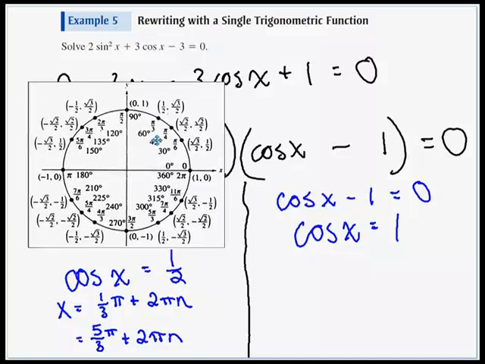Now on to the other factor. Where does cosine equal positive 1? Well, that's our x coordinate. It only occurs one spot, right here at 0 or at 2 pi. So you know we will start at 0 plus every 2 pi after that times some integer n.